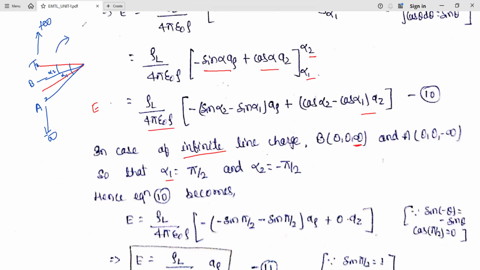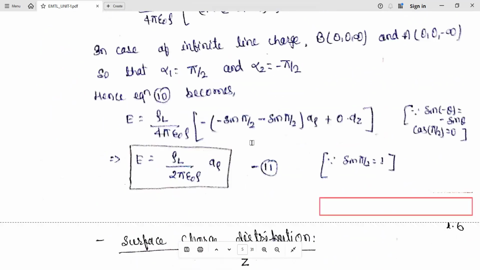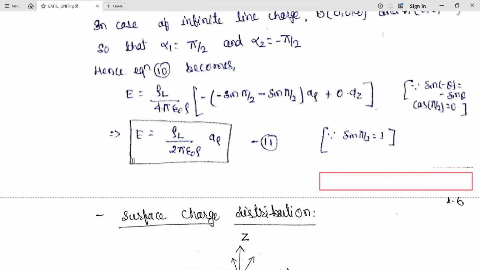So what will happen to the maximum value here? It will become like this, so this will become minus pi by 2. And this point A will become vertical like this, so this angle will become pi by 2. It is anti-clockwise. You know in the coordinate system, anti-clockwise angle is positive for us. So that's why alpha 1 is pi by 2 and alpha 2 is minus pi by 2. Now we substitute this value in this expression, so now this equation 10 is reduced to this.